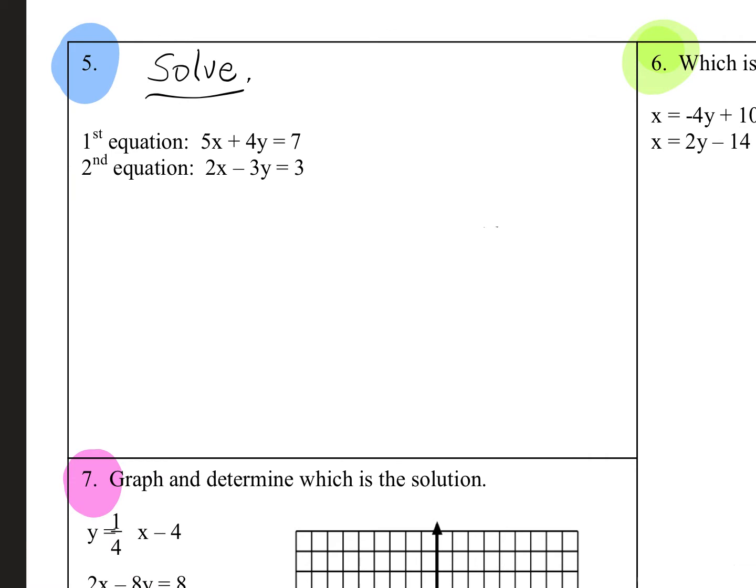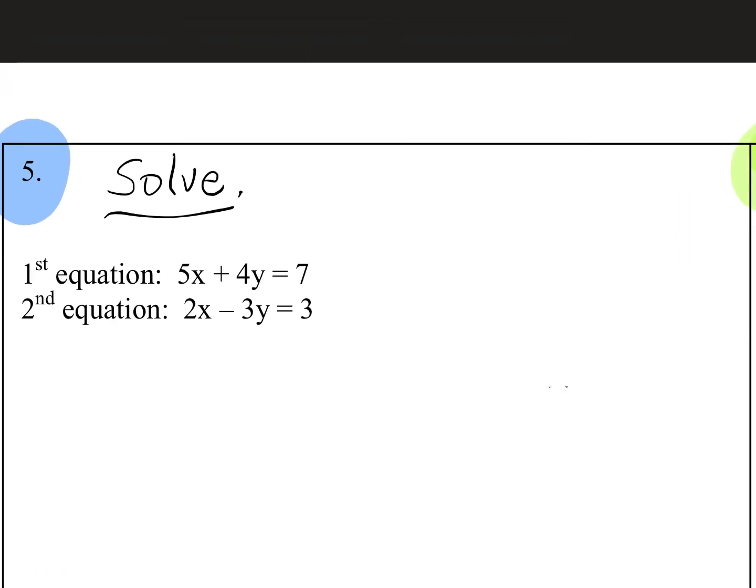How is this set up? How would you approach this problem? Is it set up to graph? No. Is it set up for substitution? Does it just say y equals? So we can just do it? Yeah, so let's do elimination. I'm going to rewrite it out here so I have a little more room.